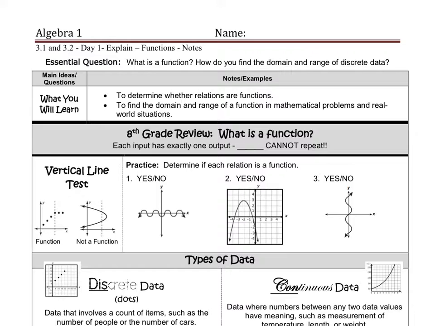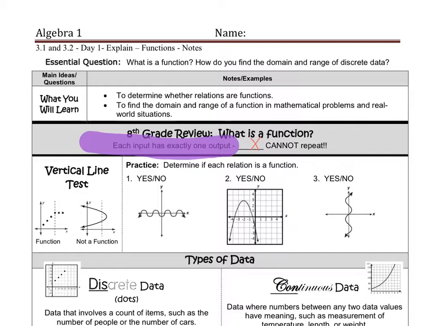And the big rule that we had on functions is that each input has exactly one output. What that means is your x's cannot repeat. So when you're looking at a list in a table or ordered pairs, you look down your x's. If your x's are repeating with different outputs, then you know it's not a function. Otherwise, it will be a function.